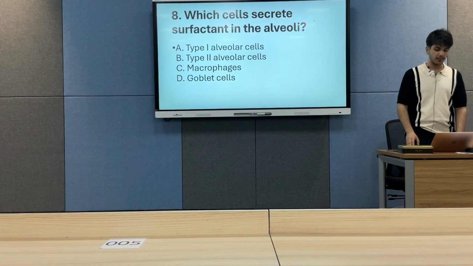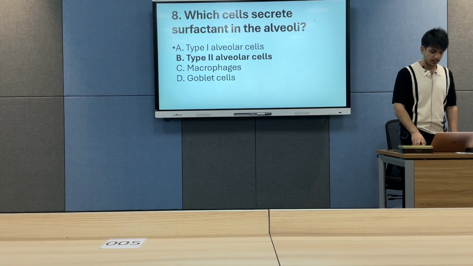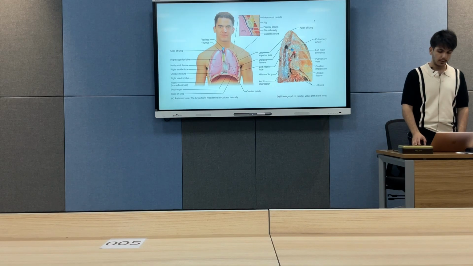So which cell secretes surfactant in the alveoli? B. Okay, so B, type 2 alveolar cells. Okay. Move on to the lungs.